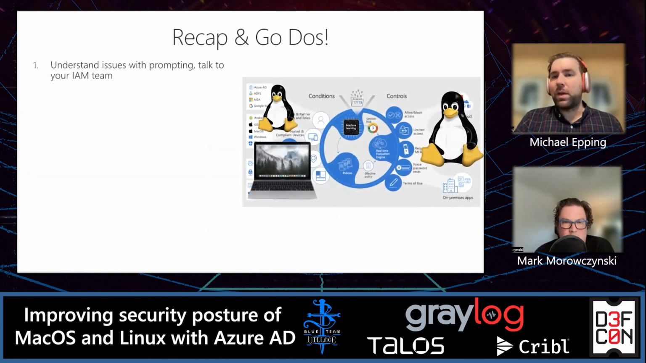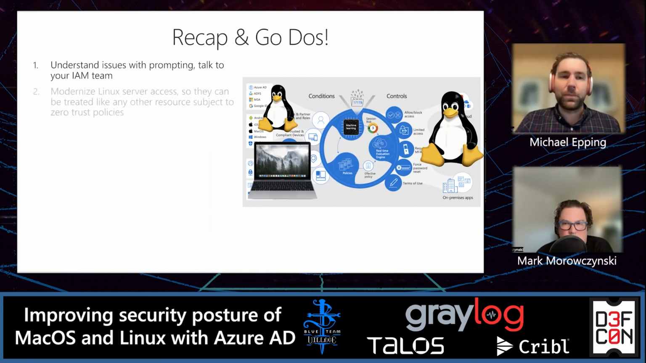So let's recap and talk about what you can go do in your own environment. So the first thing is understand issues with prompting. Talk to your identity and access management team if you're not on that team. Understand what your conditional access policies look like. Use those workbooks that we built so that you can evaluate, do I have a prompting problem? Who's it occurring with? What type of devices is it occurring with? And what applications is it occurring with?